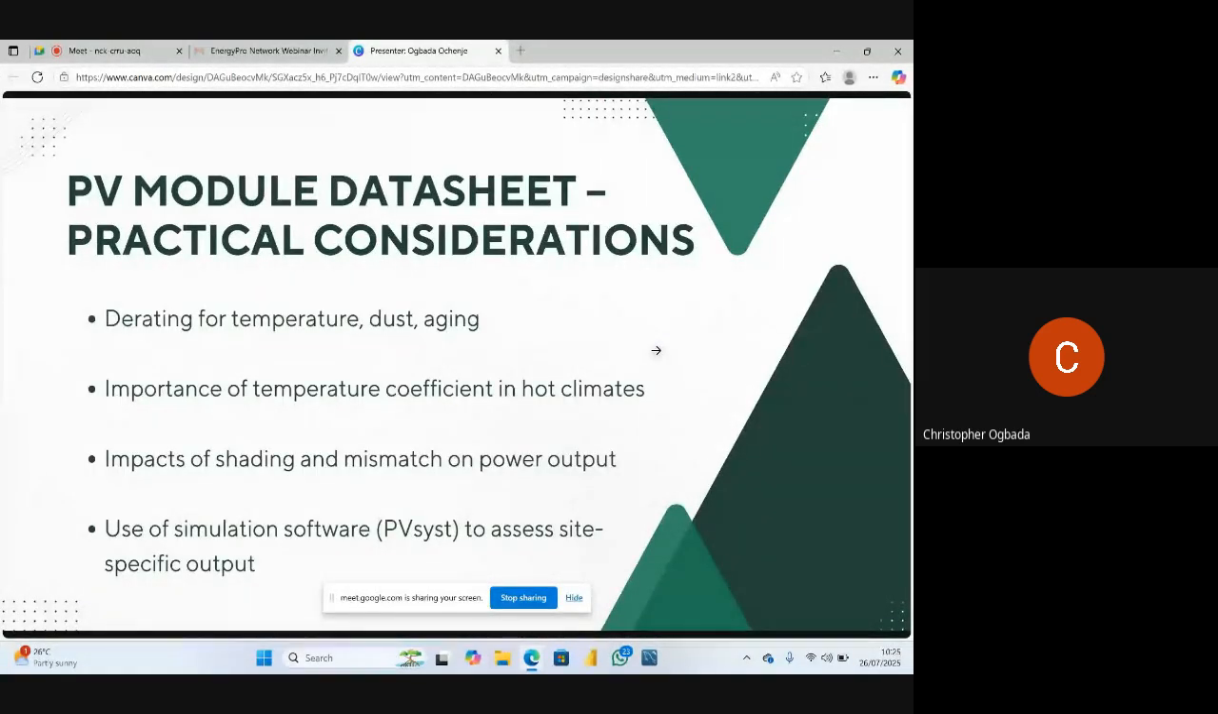So PV module data sheet, practical consideration. Now you will know that there is a derating for temperature. That is the takeaway. We have found out today that as your temperature goes above a particular condition, even your system gets derated. That is, the output, the efficiency reduces. You get? So the importance of temperature.